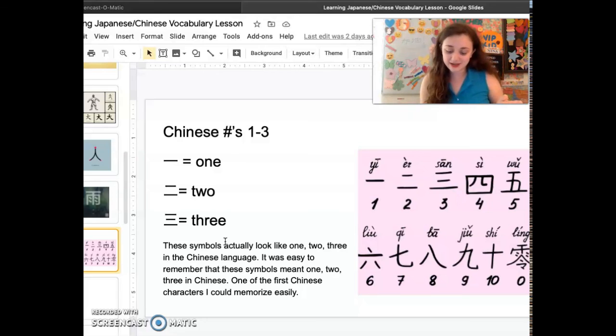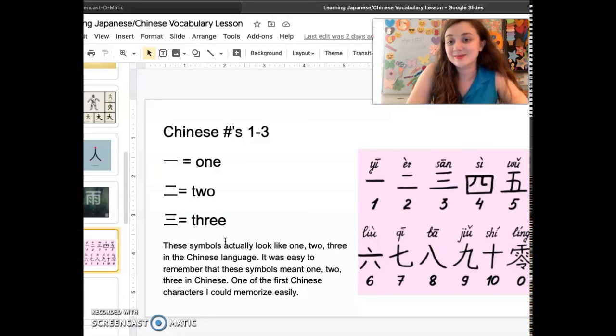So that's how I've studied Chinese. That's how I've used my knowledge about Chinese, and I hope that's helpful for you.